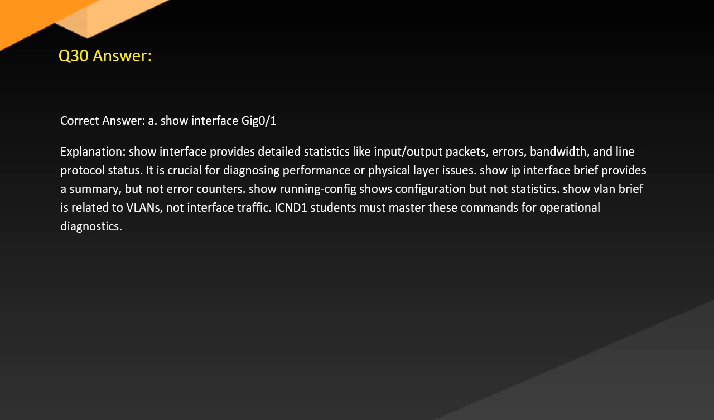Answer. Correct answer: A. Show interface gig0/1. Explanation: Show interface provides detailed statistics like input and output packets, errors, bandwidth, and line protocol status. It is crucial for diagnosing performance or physical layer issues. Show ip interface brief provides a summary but not error counters. Show running-config shows configuration but not statistics. Show vlan brief is related to VLANs, not interface traffic. ICND students must master these commands for operational diagnostics.